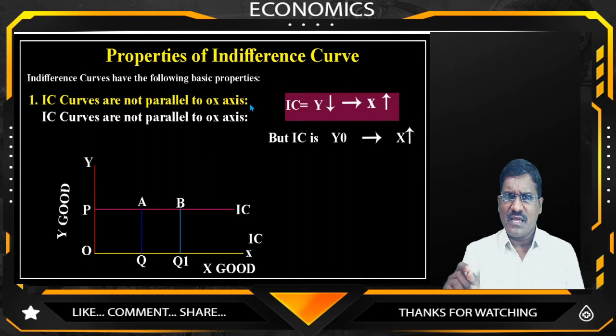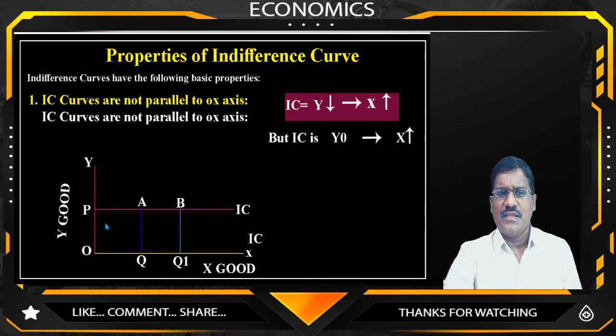Is it horizontal or vertical? Horizontal. The IC curve is not horizontal. Why, sir? The IC curves are not horizontal. Once again you observe here, this is an IC curve. Whenever you see the IC curve, it is not parallel to the Y-axis, not horizontal. Why? What happens if the IC curves are horizontal?